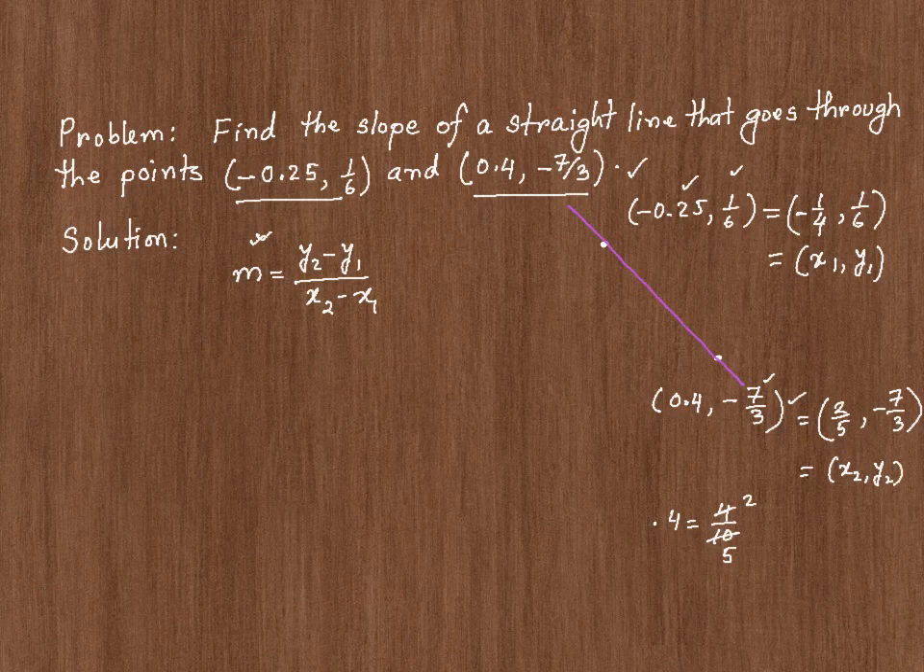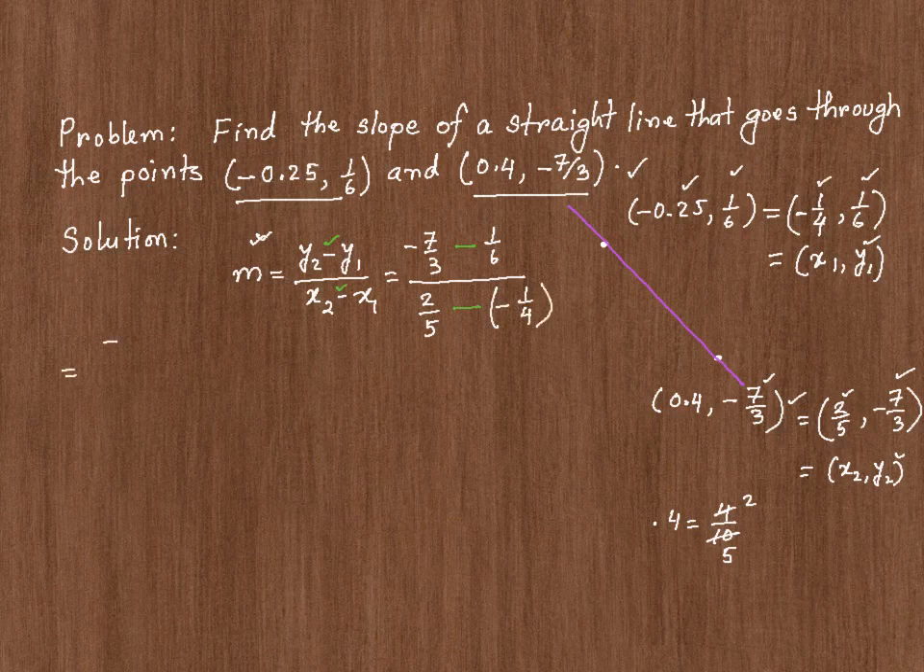Now I'm going to take these points and plug them into this formula. My y2 is negative 7/3, minus y1, which is 1/6, divided by x2, which is 2/5, minus x1, and my x1 is negative 1/4, so I'm going to have to put negative 1/4 inside the parenthesis. Now I'm going to simplify it.